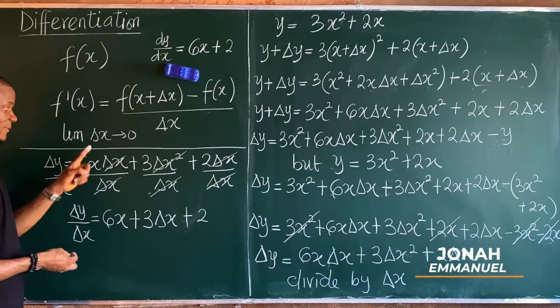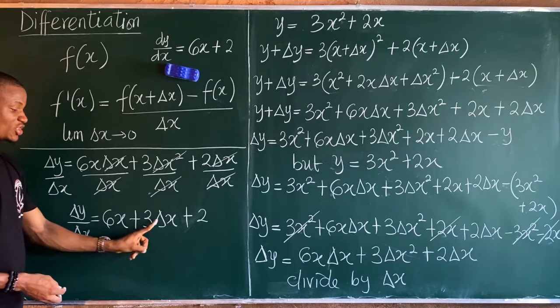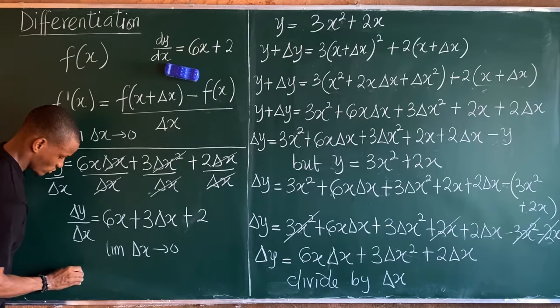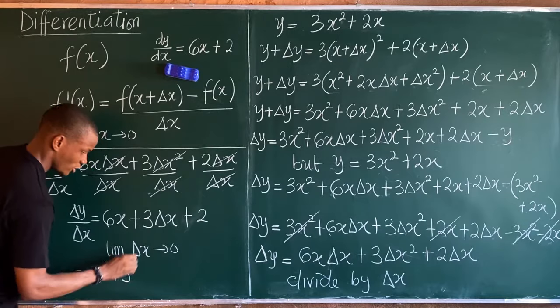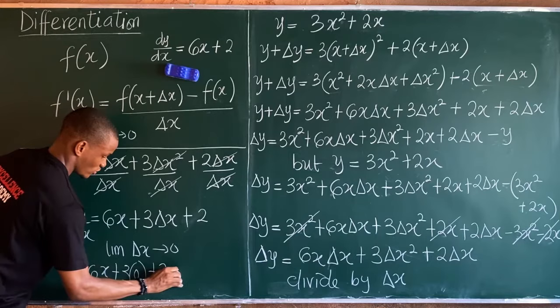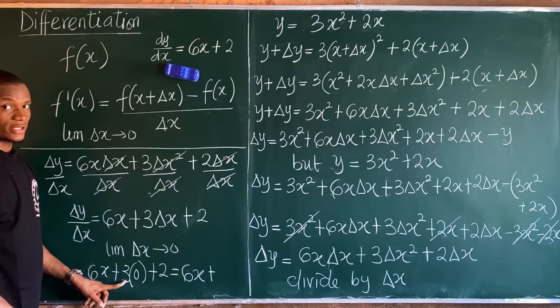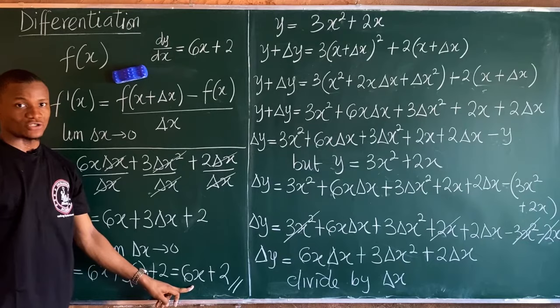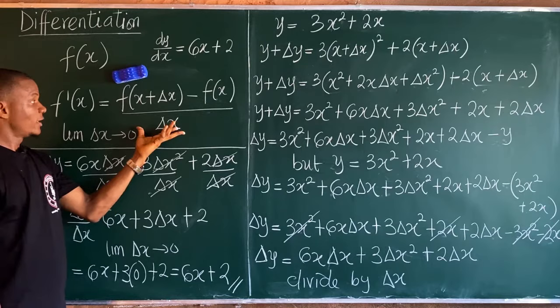Finally, we said take the limit of change in x as being equal to 0. So where I see change in x here, I'll put 0. So the limit as change in x goes to 0 is equal to 6x plus 3 times 0 plus 2. 3 times 0 is 0, so it's off. I'm left with 2. Observe, I have the same answer as when I used my general method, 6x plus 2. So this is a simple idea, and this becomes the formula of differentiation using first principle.